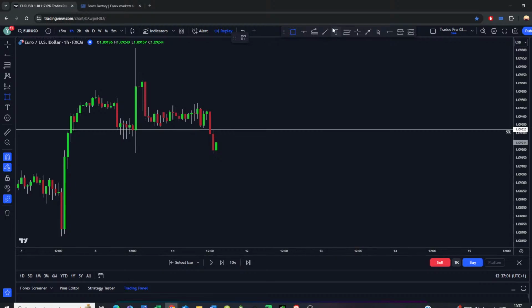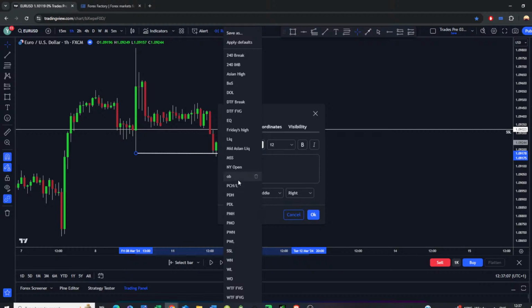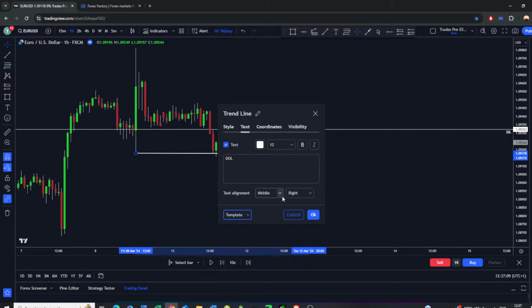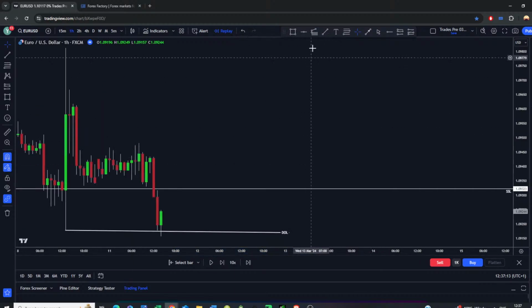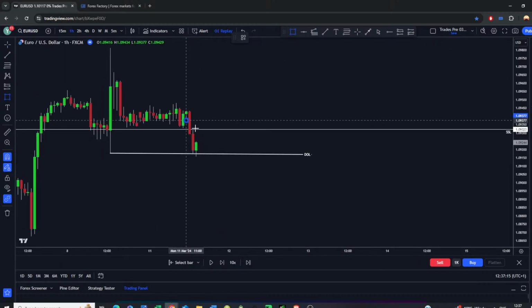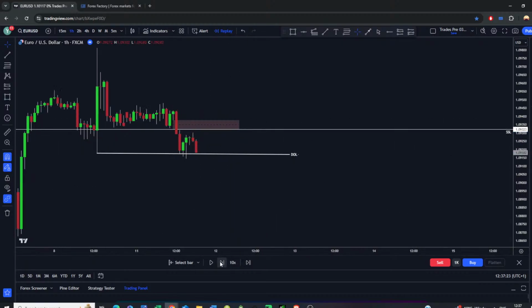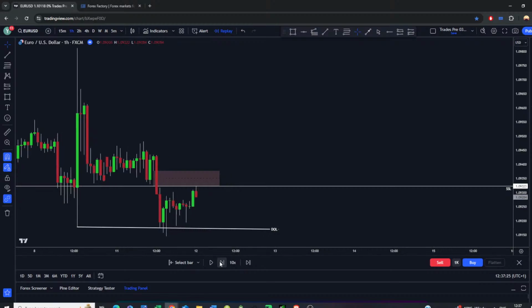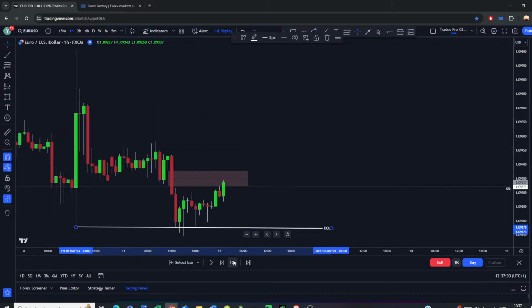There we have it. This would have been my target, which is already hit. So ideally, I don't think I will be taking this trade, mainly because the drawn liquidity has been hit. We've got displacement, right? Price can come back to this or this. Ideally up to this level would be better.